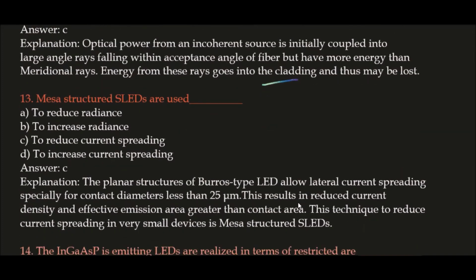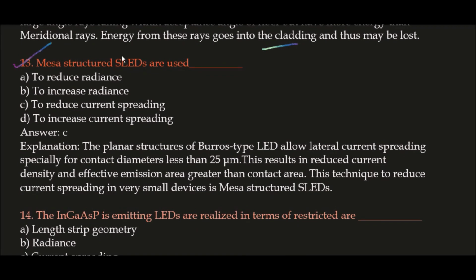Okay. Next question. Mesa structured SLEDs are used. Correct answer here is option C, to reduce current spreading. Okay. The planar structure of Burrus type LEDs allows lateral current spreading, especially for contact diameters less than 25 micrometers. This results in reduced current density and an effective emission area greater than the contact area. The technique to reduce current spreading in very small devices is Mesa structured SLEDs. Okay. In this way, Mesa structured SLEDs are used to reduce current spreading.